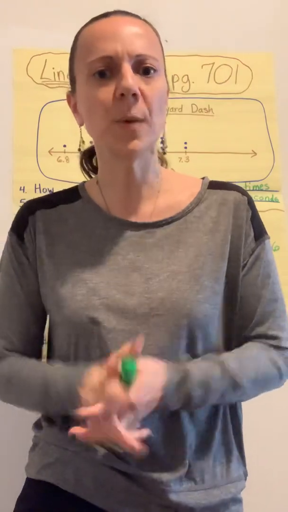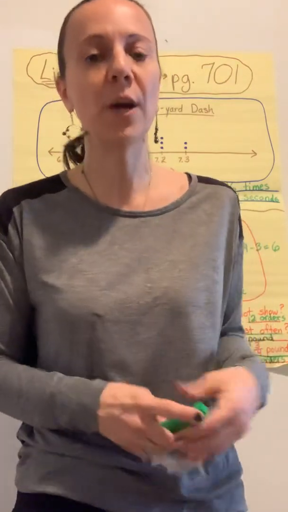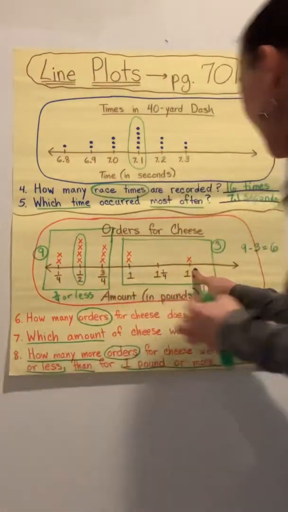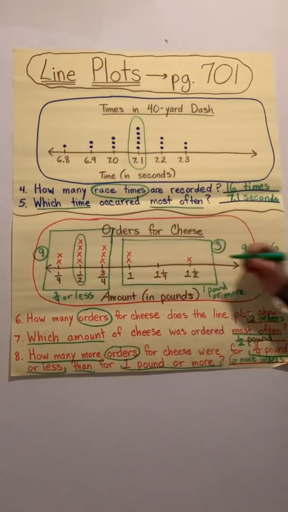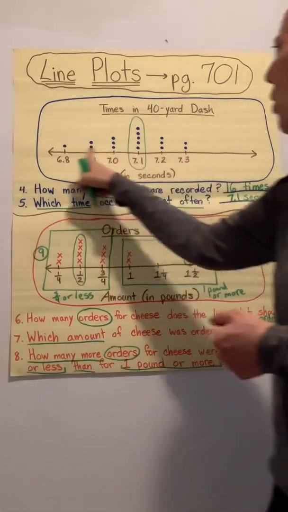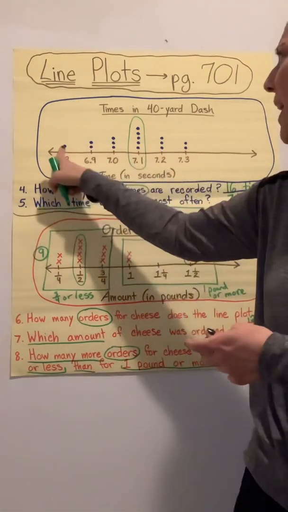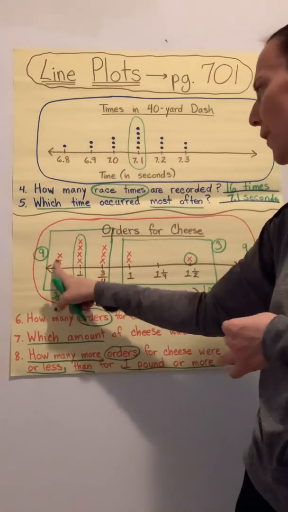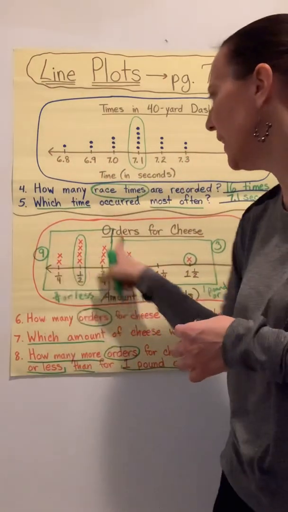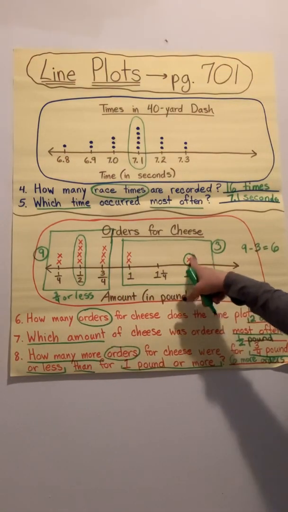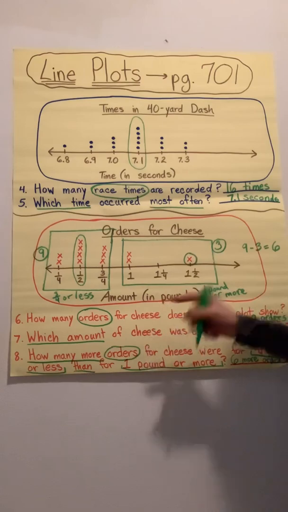One more thing I just want to leave you with before the video ends is a little vocabulary. I want you to notice this X over here at 1.5 pounds. Notice how in this line plot, all of these are kind of bunched together. There's no big gaps here, but here is a little bit different. Most of my orders are over here. Then I skip a big space, and this is the only order anywhere in this area.